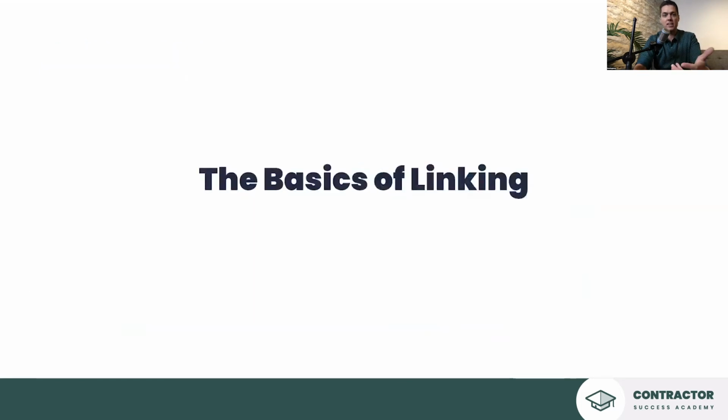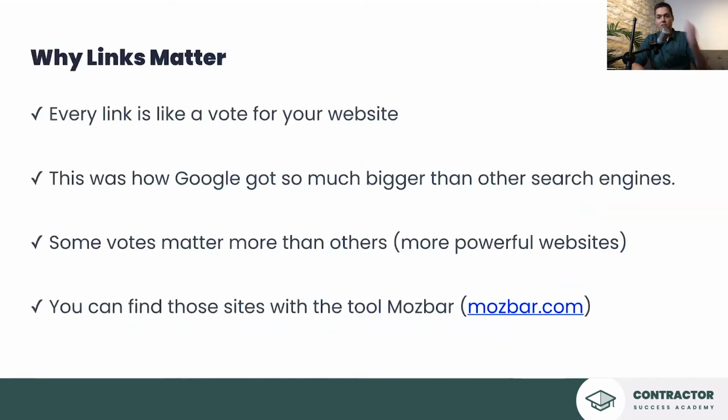The basics of linking are that every link is like a vote for your website. Maybe some of you are already aware of this, so I'm not going to spend a ton of time on why links matter. But if you look at the history of search engines, in about 2003 or 4, Google came up and knocked out Yahoo. Previously we had AltaVista and Ask Jeeves, which is now ask.com. It's still around, by the way. It's kind of crazy. They actually use Google's ad network. I was looking at that recently.